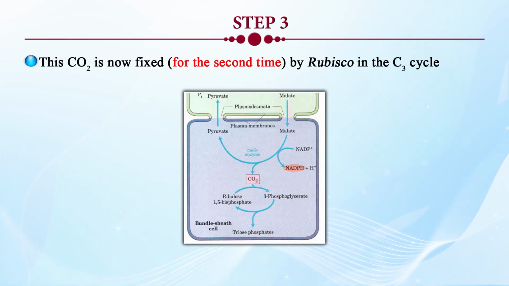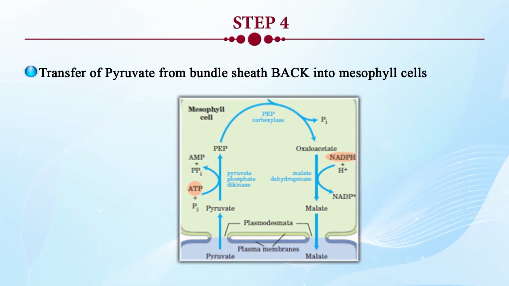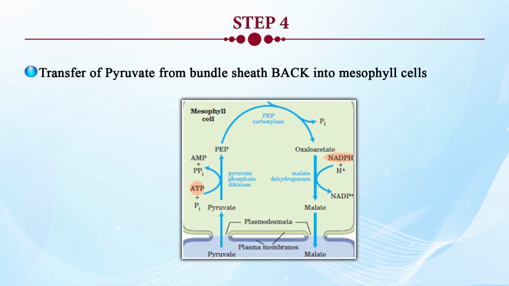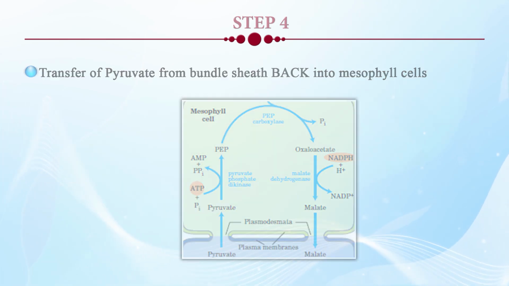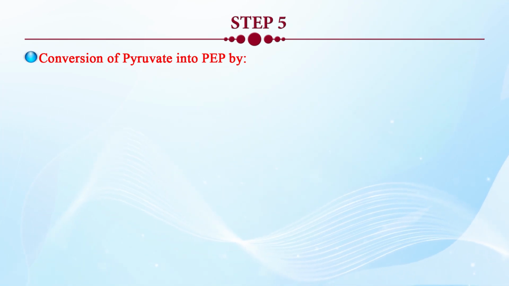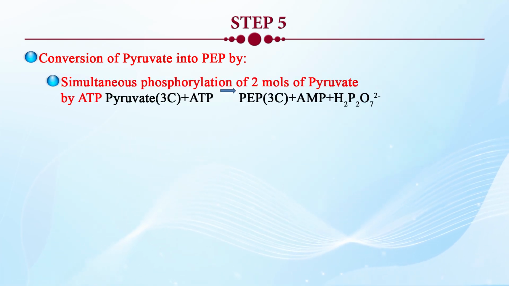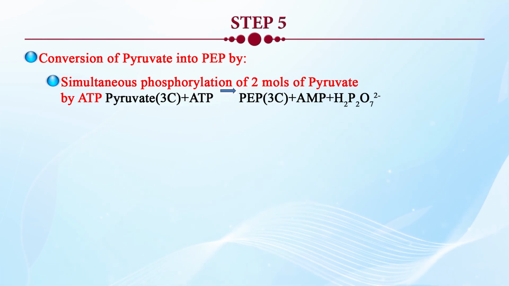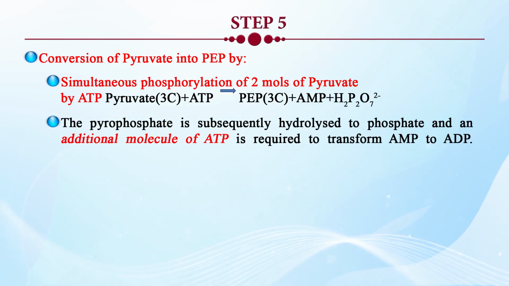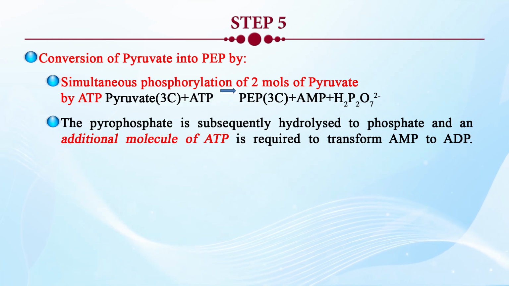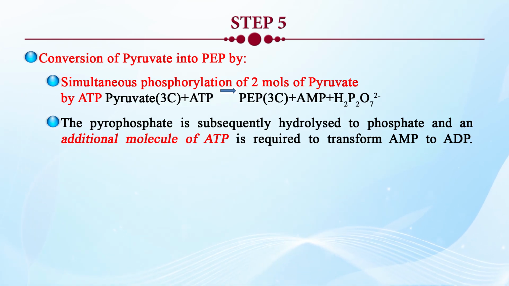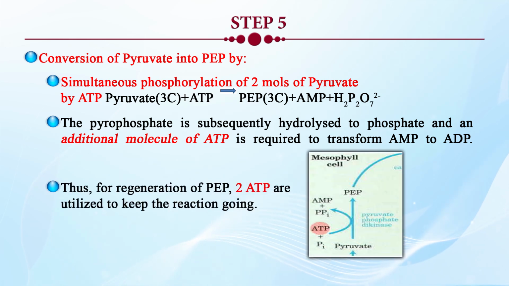Now, the CO2 is fixed for the second time by Rubisco in the C3 cycle, and finally, the pyruvate gets transferred from the bundle sheath back into the mesophyll cells. But when it is going back, there is a case of simultaneous phosphorylation of two molecules of pyruvate by ATP. And in this process, we find that an additional molecule of ATP is required to transform AMP to ADP. So, that means in a nutshell, two ATP molecules are lost, or they are utilized to keep this reaction going. So, that means there is an additional expenditure.